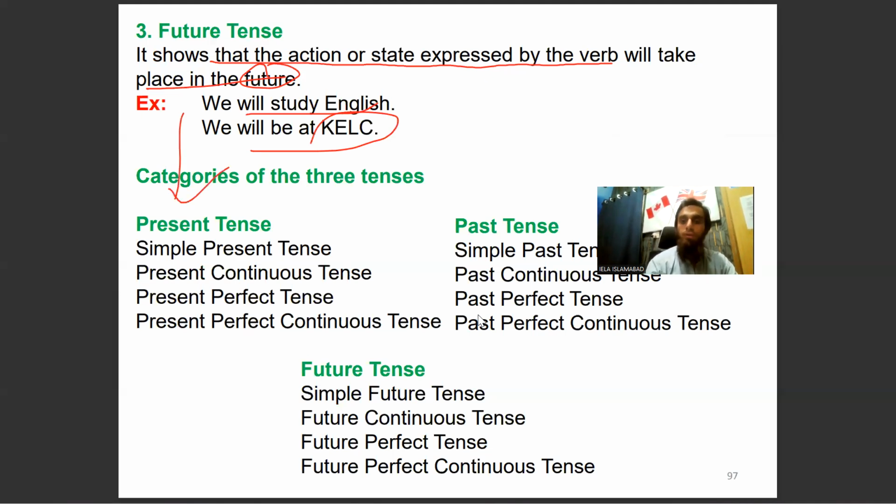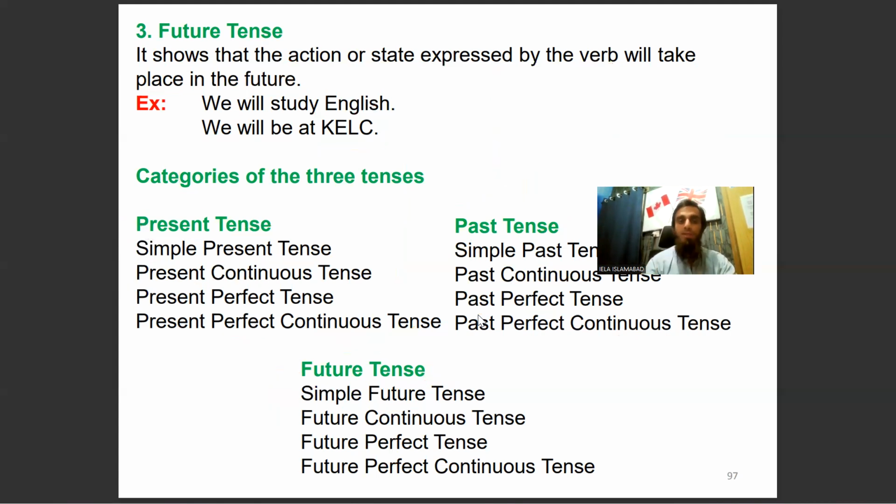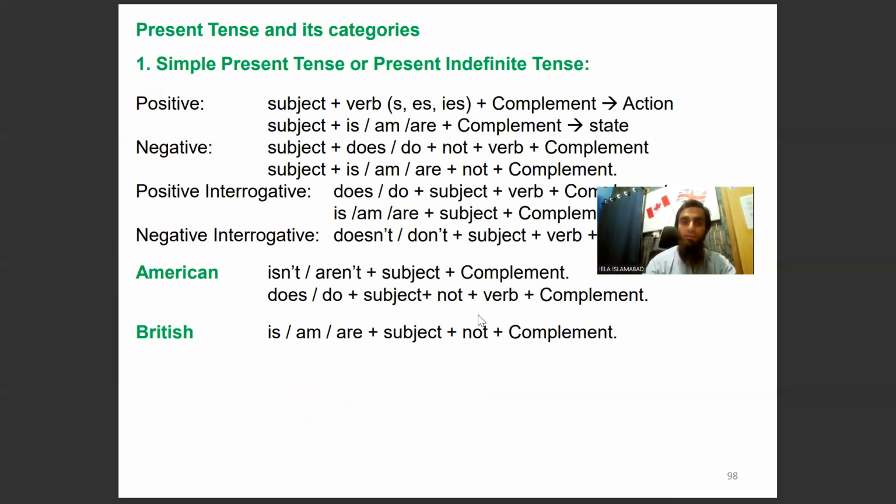Categories. Now, let's divide it into three as we study. But each one is having 4 steps. How many? 4. Like present simple, present continuous, present perfect, present perfect continuous. Past simple, past continuous, past perfect, past perfect continuous. You have to remember it 100%. Future simple, future continuous, future perfect, and future perfect continuous, right? So these are the subcategories, further kinds of tense.